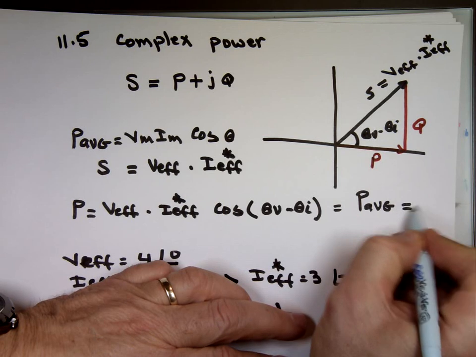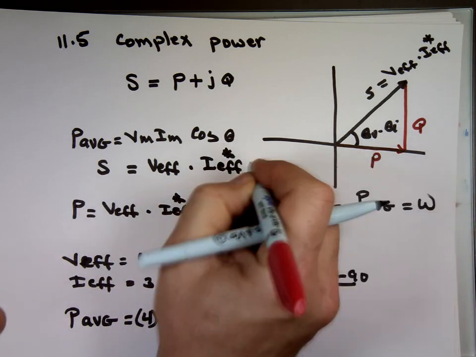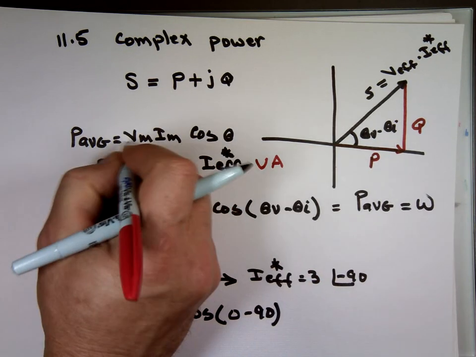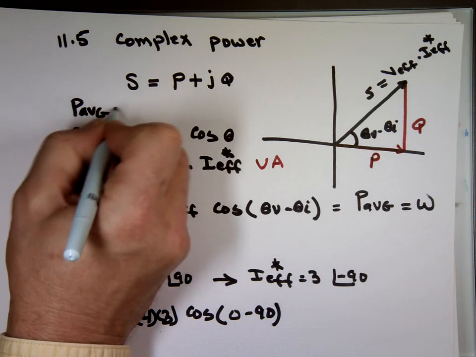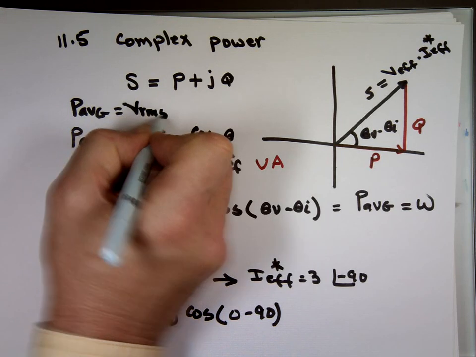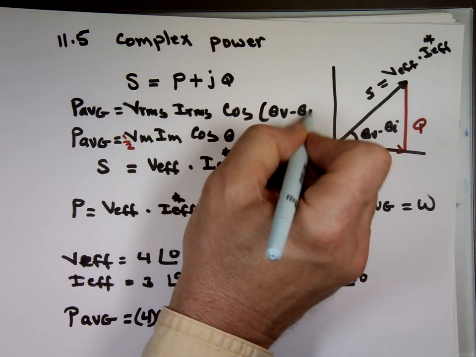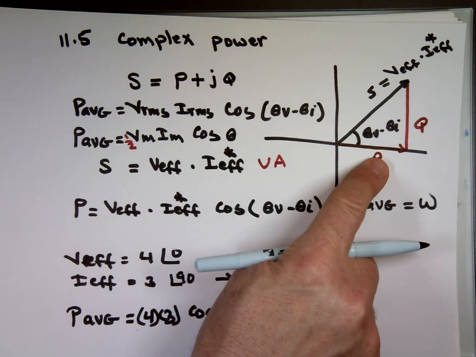And the units for that is what? The units for complex power should be what? VA. That's apparent power. No, if I use the effective value. Oh, the one on top of that one? Yeah, I meant 1/2, if I use the maximum value. I meant to write in terms of RMS, V RMS, I RMS, cosine theta, which is theta V minus theta I. So that's really what the average power is. This piece right here. So this is your average power in watts.